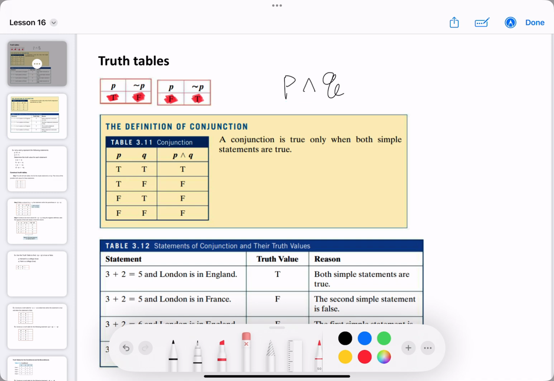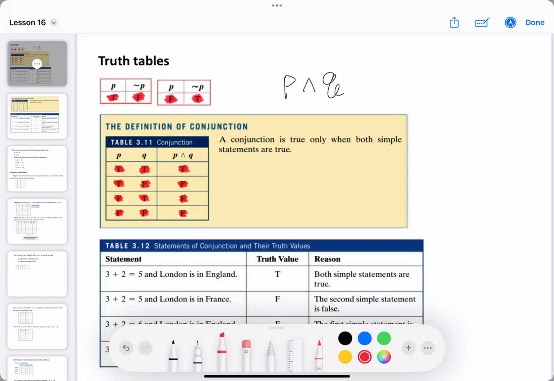So in this table, horizontally, when P is true and Q is true, then P and Q, the conjunction, is true. When P is true and Q is false, the conjunction P and Q is false. When P is false and Q is true, P and Q is false. When P is false and Q is false, P and Q is false.